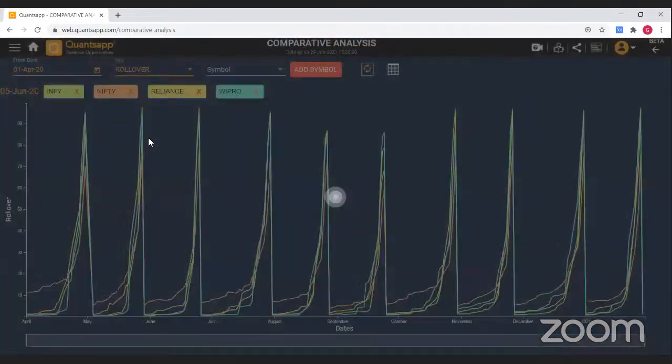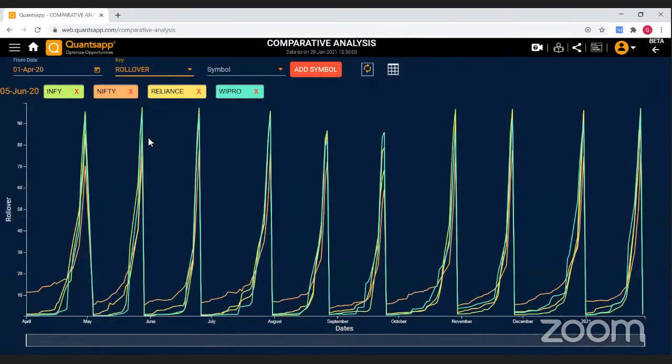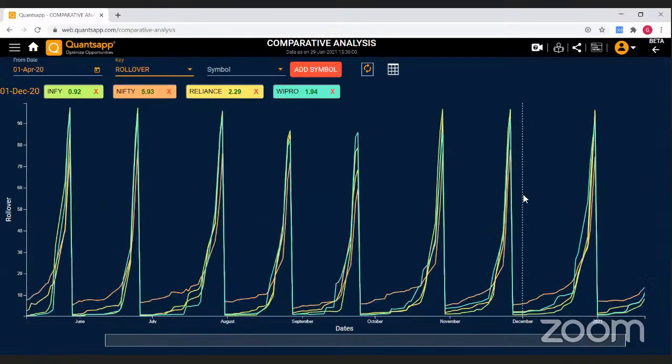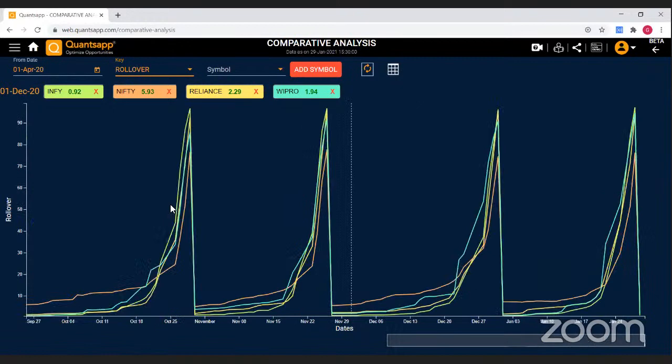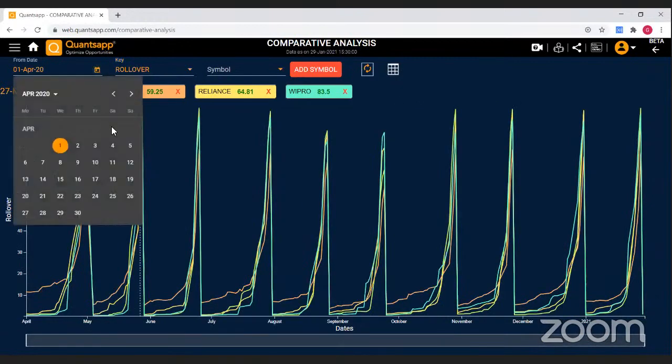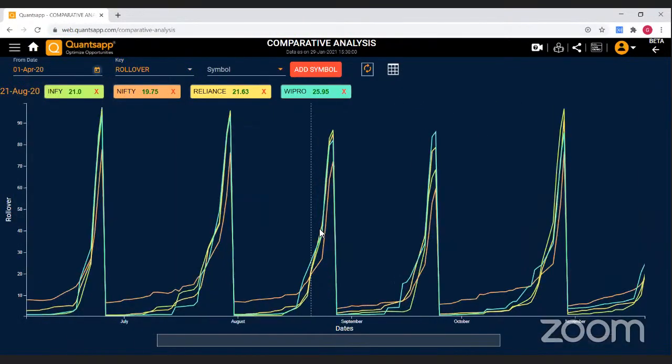Then the rollover. We all know the significance of the rollover. It tells you how much rollover is happening in any futures. So this is how you can compare. I'll take my period small. Let me zoom in.